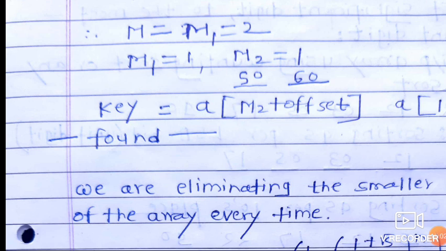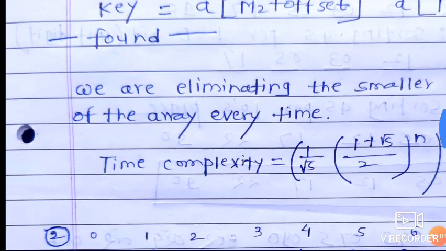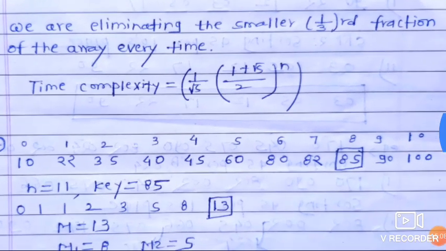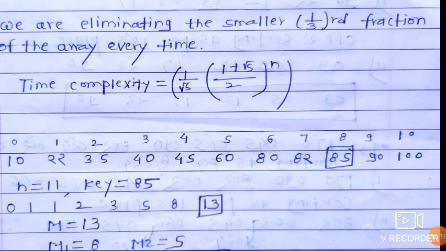Again, consider another example. Here I have considered an array of size 11. Already array is in the sorted order, and I would like to find key as 85, therefore key equal to 85.